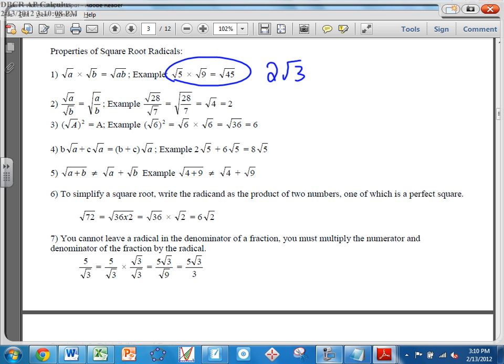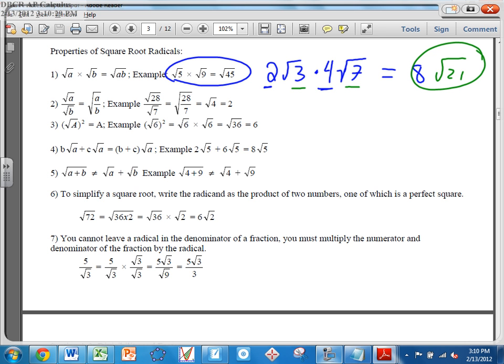2 root 3 times 3 root 7, or let's say 4 root 7 in this case, just so we don't have any misconceptions with the 3's. If I were to multiply these, I multiply the outsides. 2 times 4 gives me the 8. And then I go ahead and I multiply the insides. It's going to give me radical 21.